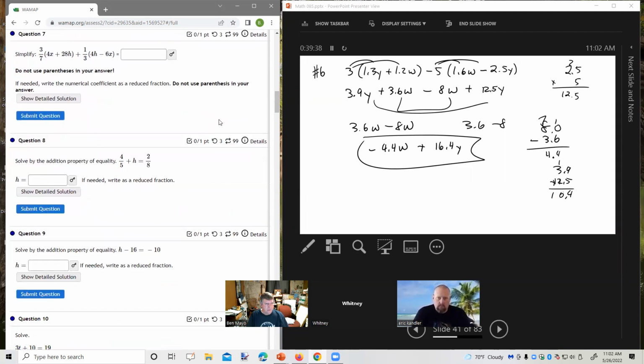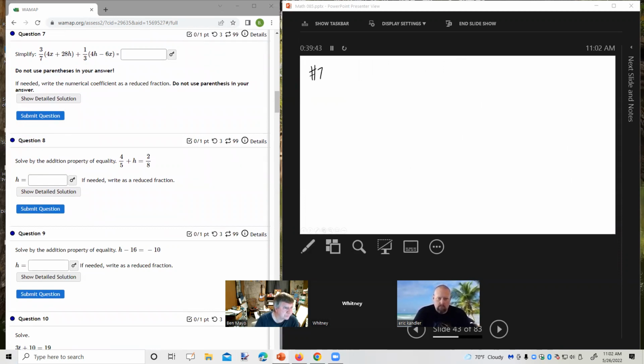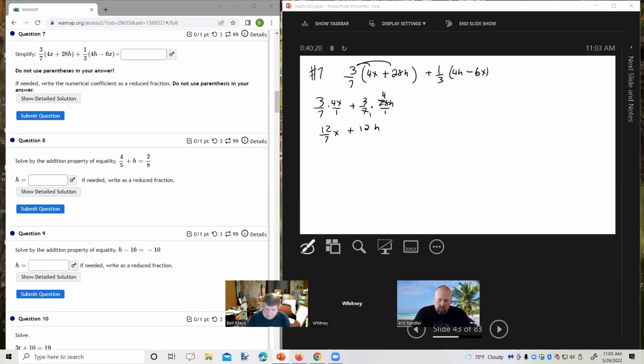Okay. Number 7. Simplify. 3/7 times the quantity 4x plus 28h plus 1/3 times the quantity 4h minus 6x. Okay. So distributing, we're going to get 3/7 times 4x, which is 12/7x, plus 3/7 times 28h. 28 over 7 reduces to 4 over 1, and we have plus 12h. Going on, plus 1/3 times 4h, which is plus 4/3 h, plus 1/3 times negative 6x. Negative 6 over 3 is negative 2 over 1, so I have minus 2x.